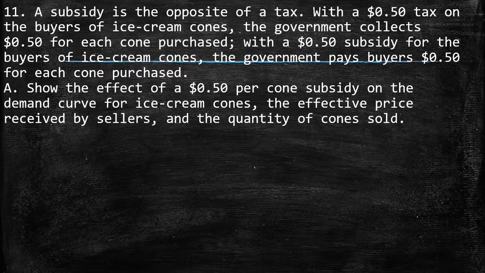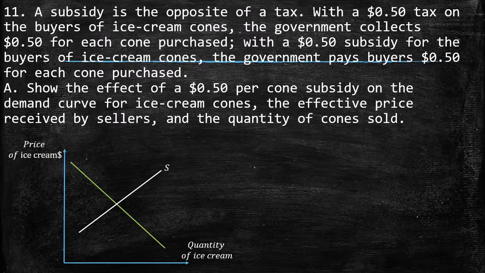Last point, a subsidy is the opposite of a tax. With a 50 cents tax on the buyers of ice cream cones, the government collects 50 cents for each cone purchased. With a 50 cent subsidy for the buyers of ice cream cones, the government pays buyers 50 cents for each cone purchased. Show the effect of a 50 cents per cone subsidy on the demand curve for ice cream cones, the effective price received by sellers, and the quantity of cones sold.